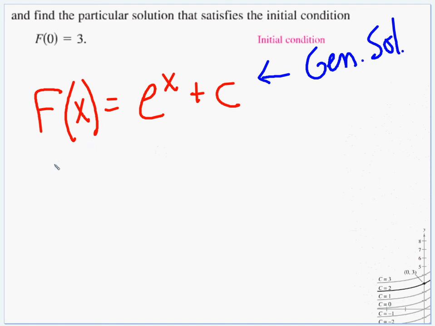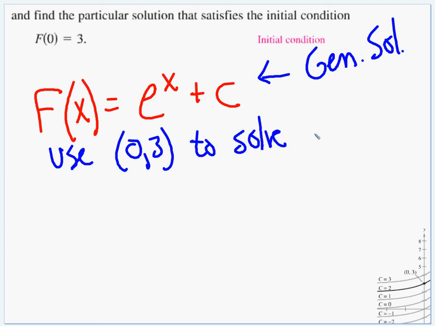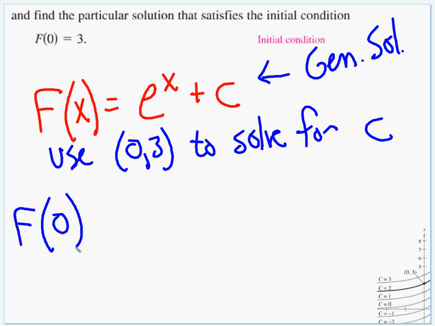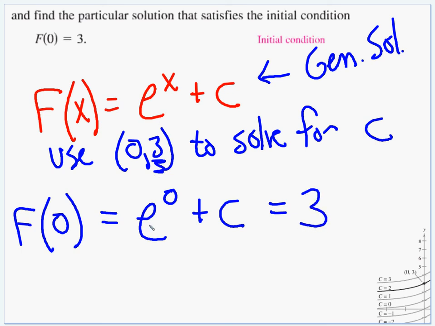Now we are going to use 0, 3 to solve for c. So capital F of 0 would be e to the 0 plus c, and we set everything equal to the y value, 3. So what is e to the 0? Well, anything to the 0 is 1. 1 plus c is equal to 3.